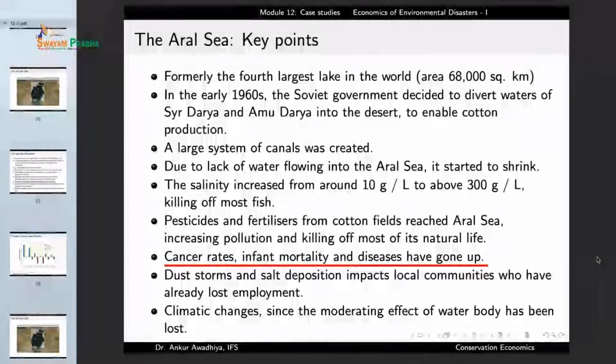And we also start to observe climatic changes since the moderating effect of the water body has been lost. Near any water body, we have moderate temperatures. It does not become very hot in the summers, it does not become very cold in the winters because of the moderating impact of the water body. Now that the water body is gone, we also start to observe a much changed climate with more and more extremes.